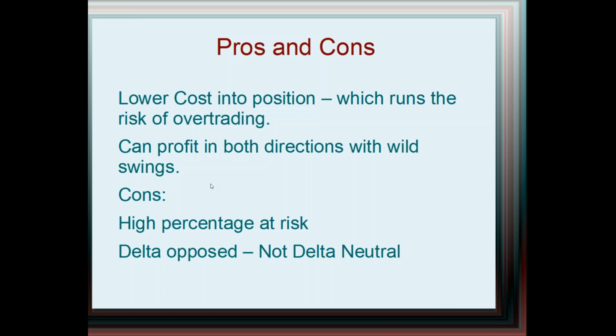Okay, the cons. Higher percentage at risk. You're only risking $3.95, but that is 16.5% of what you invested. Remember gambler's ruin, what we talk about. If I have a 5% loss on a position, I only need about a 5.2% gain to get back to break even. If I have a 10% loss, I need an 11% gain to get back to break even. And if I have a 25% loss, I need a 33% gain to get back to break even. That's the slippery slope.